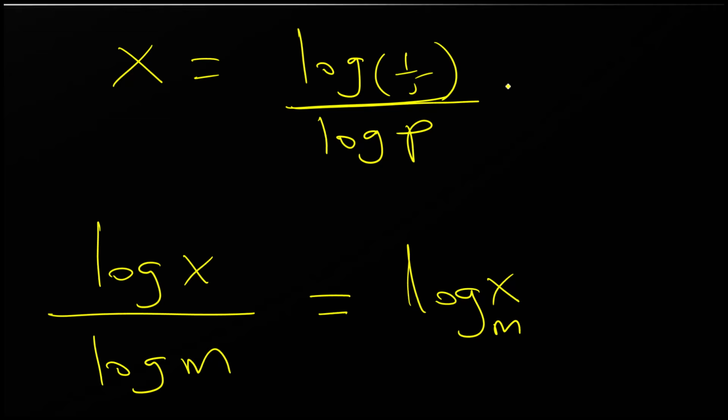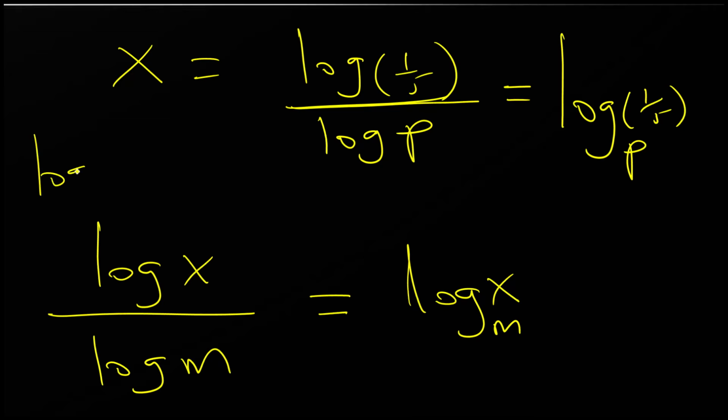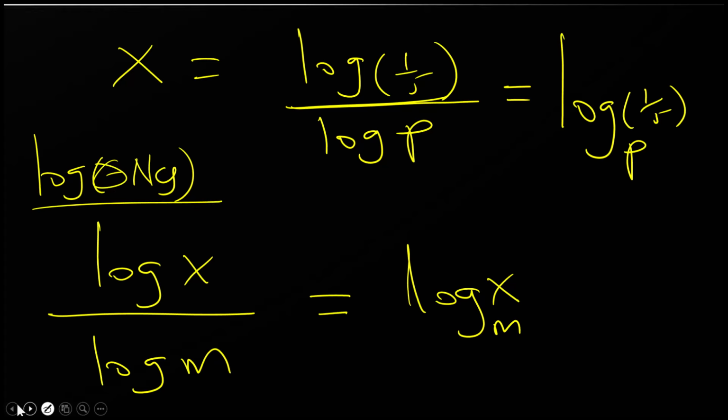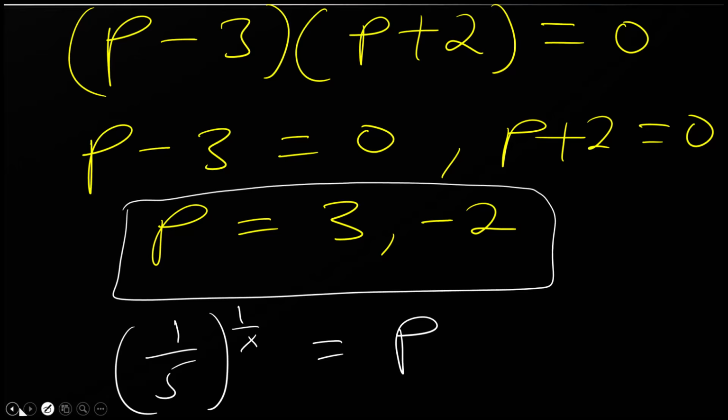So we can say log 1 on 5 to base p. But what is p? Now, before that, remember you can't take log of a negative number. So it doesn't exist. So of the two answers, we omit the minus 2 and pick the 3.